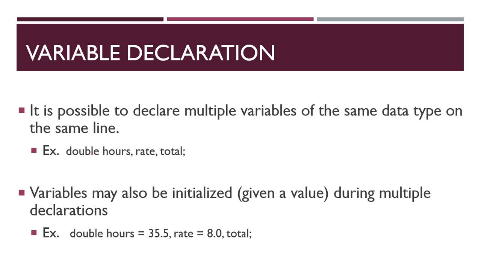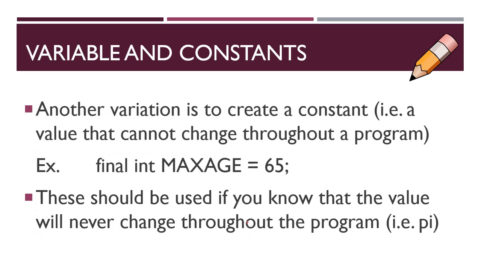Variables can also be initialized at a given value during these multiples. So I can go double hours equals 35.5, comma, rate equals 8.0, comma, total. Notice total, I didn't initialize, I didn't give it a value. However, total will get a value automatically with the value of 0. So keep in mind that is available. Now, it's not required. I find that I usually make multiple variables on multiple lines. That way I can pay attention to which ones are made and available for me to use.